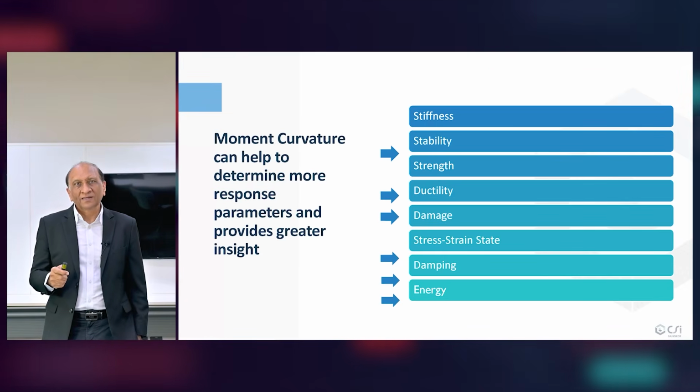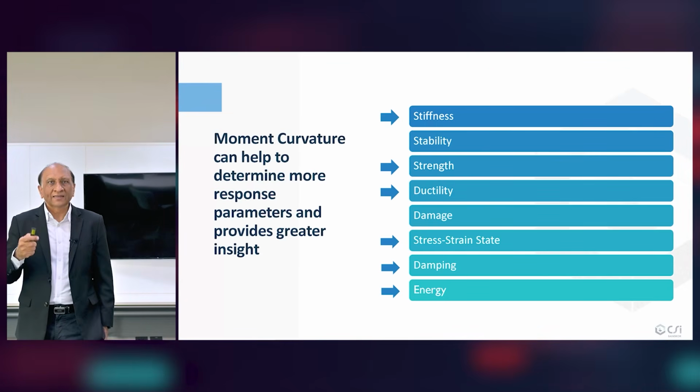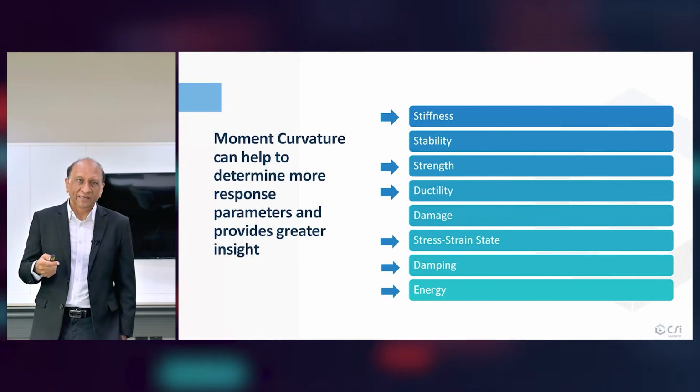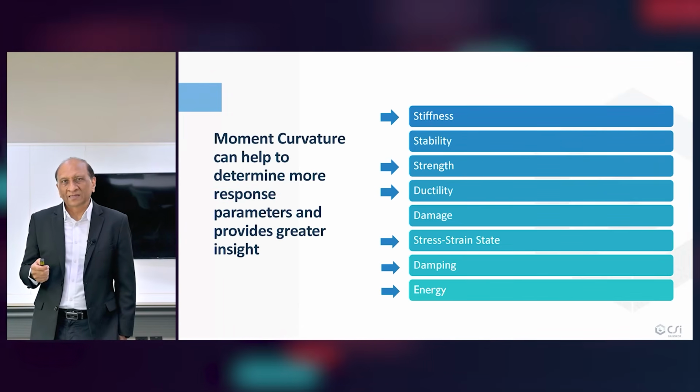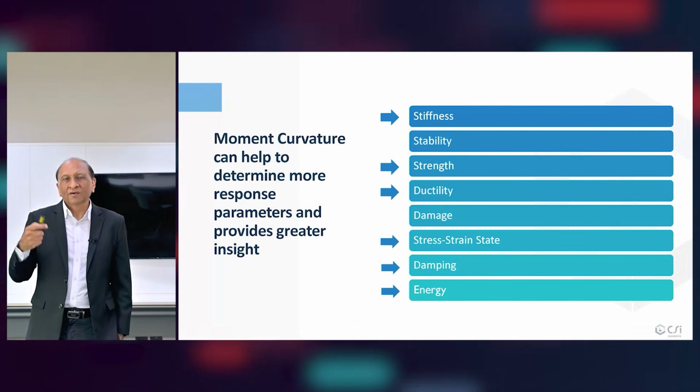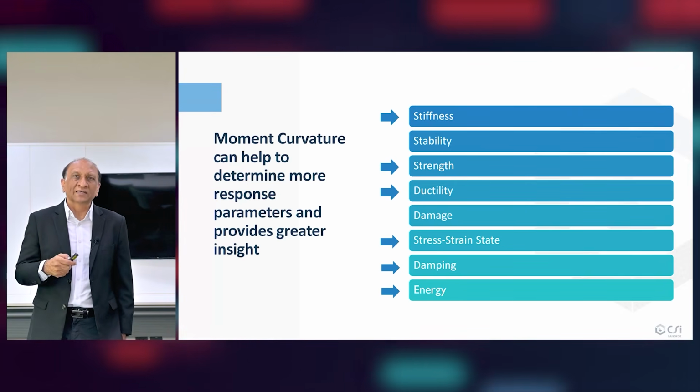But moment-curvature and the corresponding derivations can give us almost all the quantities that we need. Even to some extent, it can give us a damaged state, as we have seen when the concrete is gone and steel is yielding.